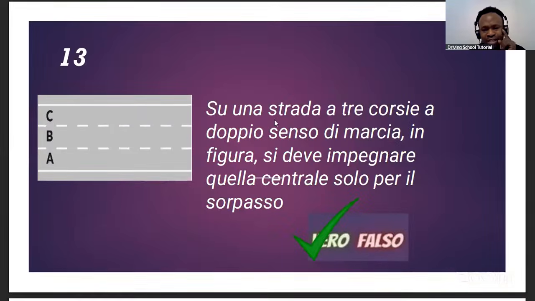The answer is vero to question number 13.